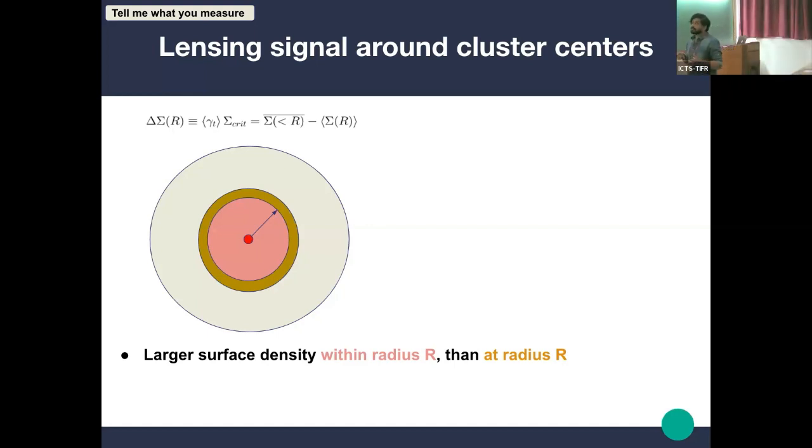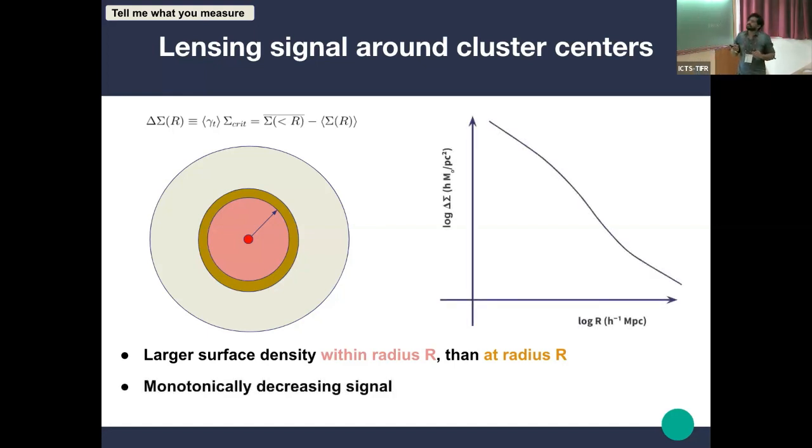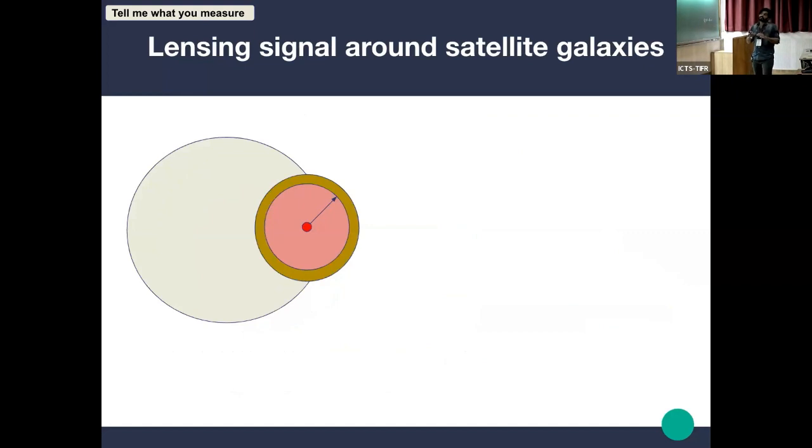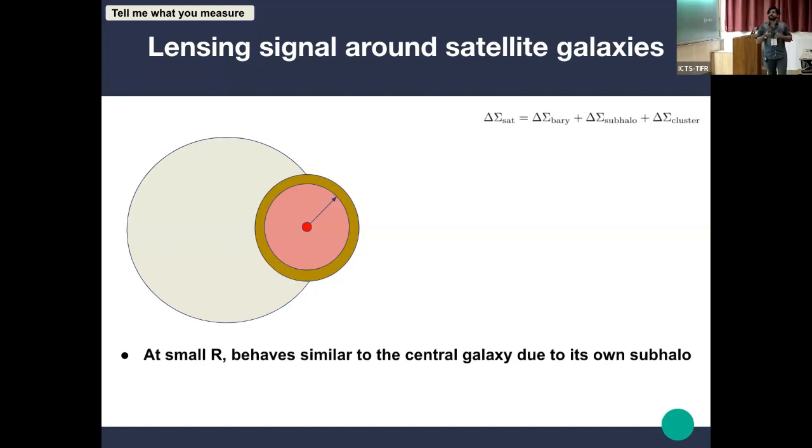How does the signal look around galaxies which are not in the cluster? This is how the signal looks: a monotonically decreasing signal. How does the signal look for satellite galaxies? It is a combination of three types of mass densities. The mass around a satellite is its stellar mass, its dark matter mass, and some mass from the parent galaxy in whose influence it is evolving. These three terms characterize each of these: baryonic is the stellar mass of the satellite galaxy, subhalo is the dark matter halo, and the cluster term is due to the mass of the BCG.